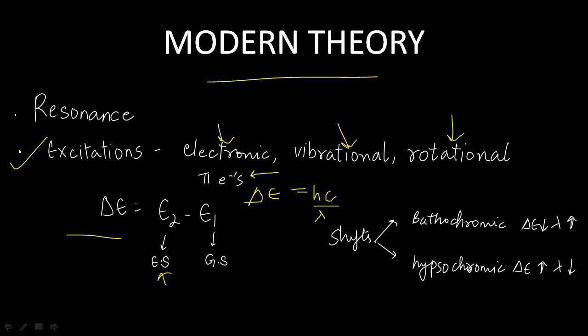There can be two types of shifts, bathochromic shift or hypsochromic shift. When the energy difference, E2 minus E1, is small, since E is inversely proportional to lambda, lambda is more. The wavelength shifts towards the longer side, which is known as the red shift or bathochromic shift. Red has the longest wavelength. And when the excitation energy is more, lambda is less, so it's a hypsochromic shift.